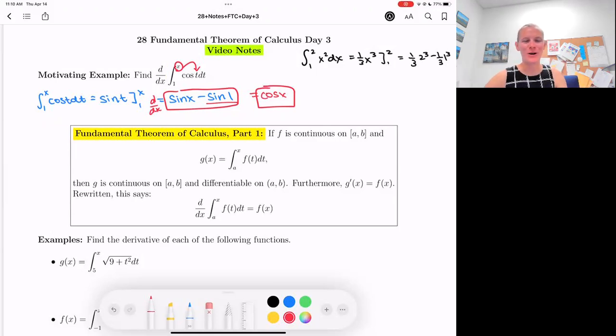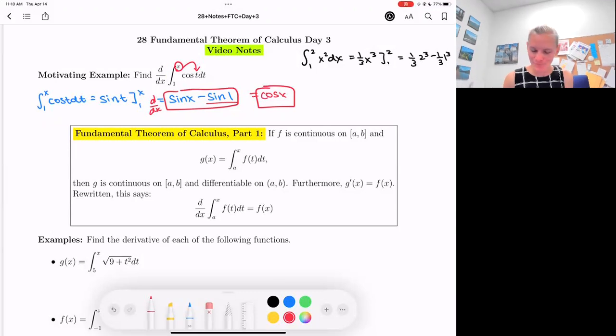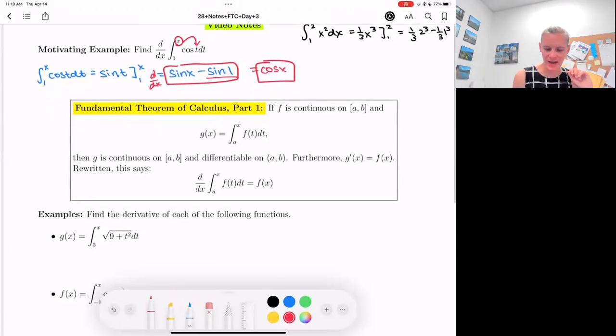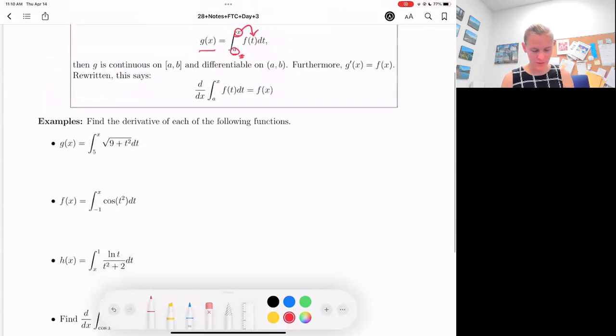This is actually usually called part 1, although we did them out of order. So what this tells us is if I define my function to be the integral from a number to a variable x of some function, then the derivative of this integral I get just by plugging x in. Okay, so let's do a few examples and see how this works.